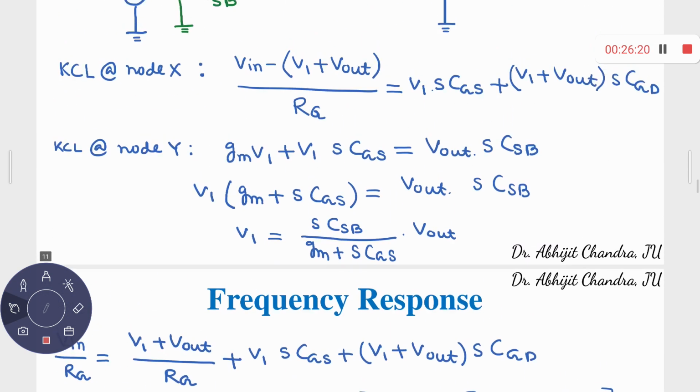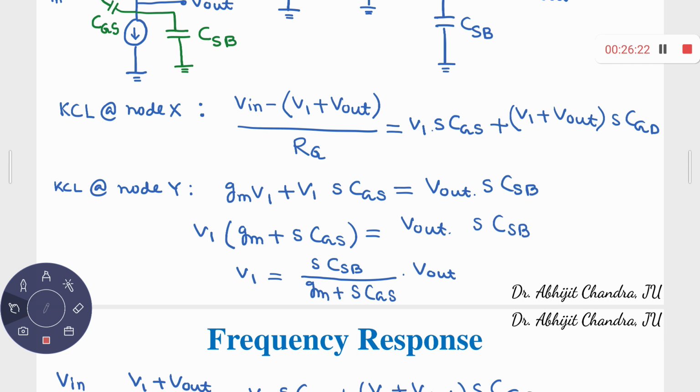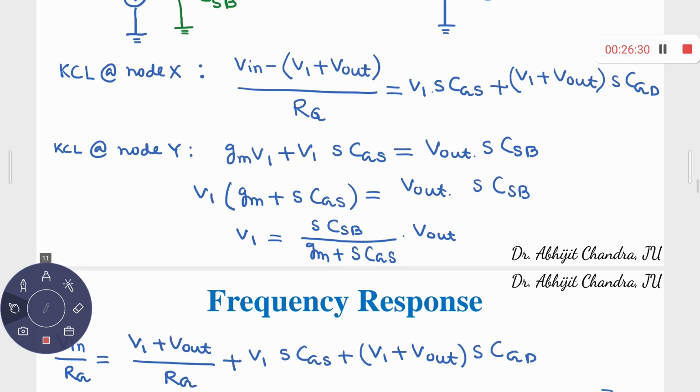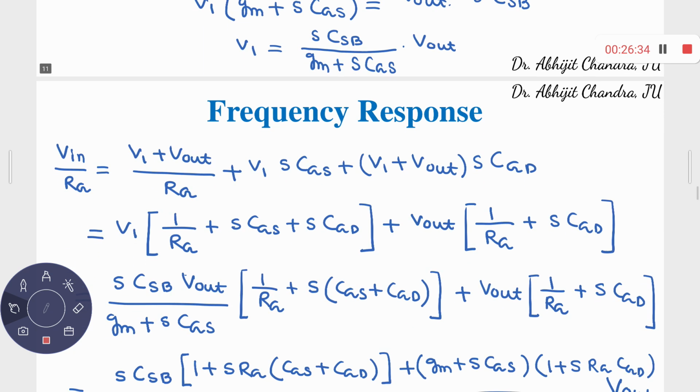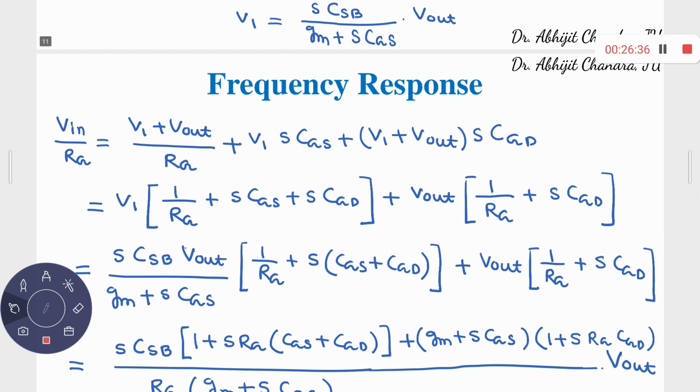V in upon Rg is equal to V1 plus V out upon Rg plus this entire expression. Now if you just plug in the value of V1, then you can represent this entire expression in terms of V in and V out. So V in upon Rg is equal to this entire thing. You take V1 common, 1 upon Rg plus SCGS plus SCGD, and if you take V out common, then 1 upon Rg plus SCGD.